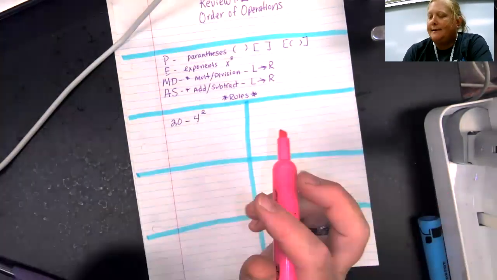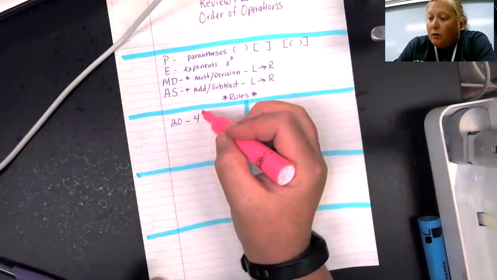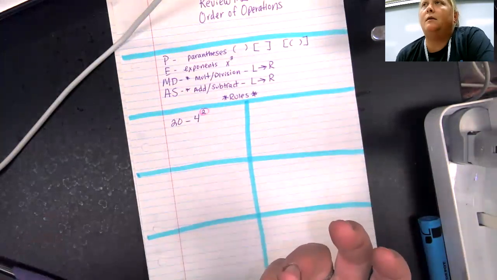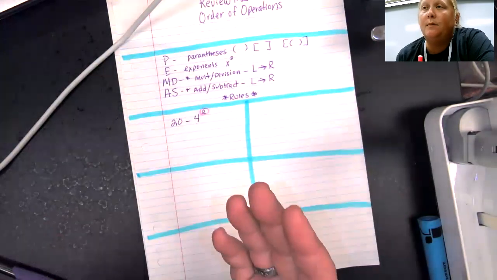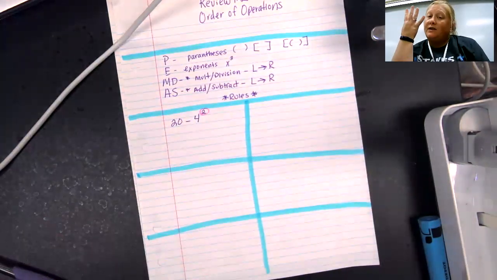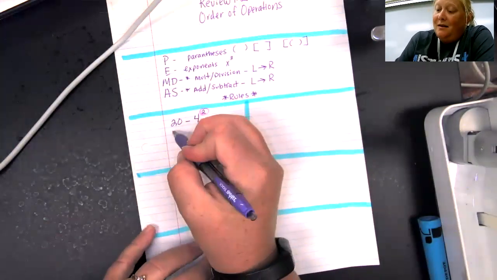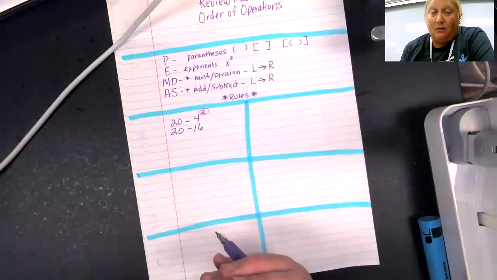Are there any parentheses? No, there's no parentheses. So how about exponents? Oh, yeah, there's an exponent right here. What does it mean to be 4 squared? Is that 4 times 2? No. Remember, 4 squared means there's 2 4s. So what's 4 times 4? Well, that's 16. So notice that I'm working my way down, okay?